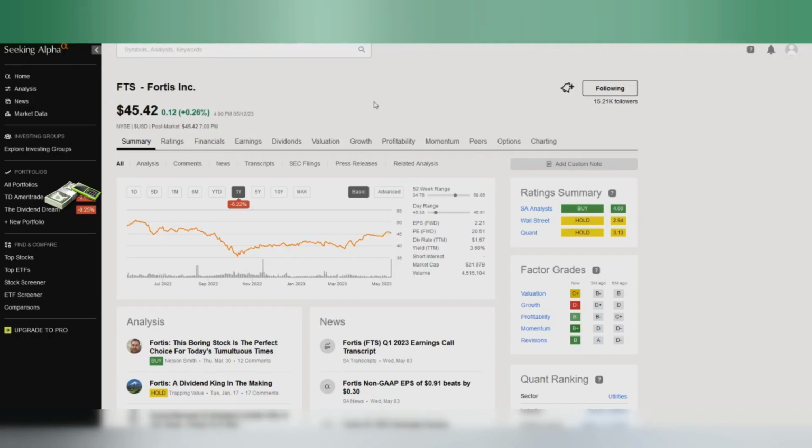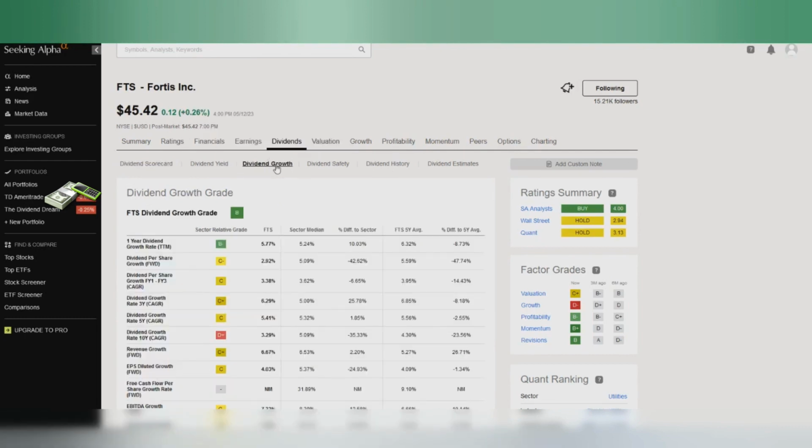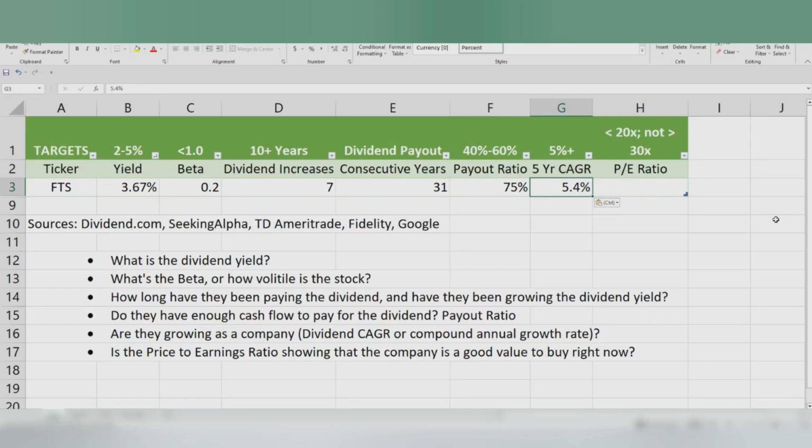And so if you're inside Seeking Alpha, it makes it really easy because they consolidate all the information. And so you could go into the dividends tab and go into growth, dividend growth, and immediately see this dividend growth 5-year CAGR at 5.4%. You could also go to Dividend.com and see the 5-year CAGR right here, again, at 5.4%. So now we've put in that piece of information, and it also checks the box.